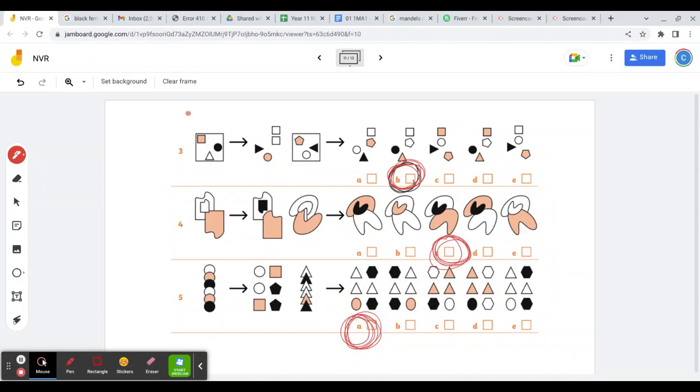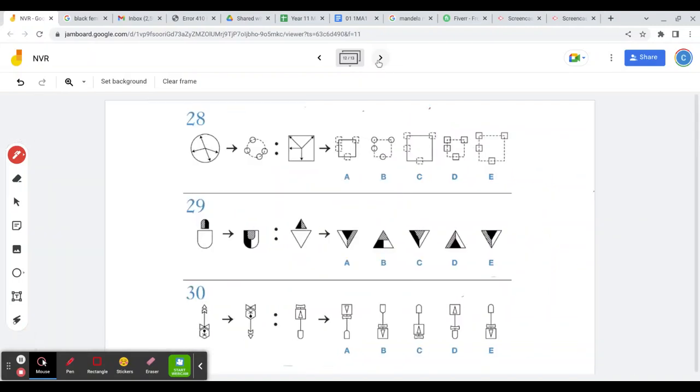Okay, so let's try the next one. I'm only going to give you 30 seconds again. You don't have to pause. I will time it out again. And go.